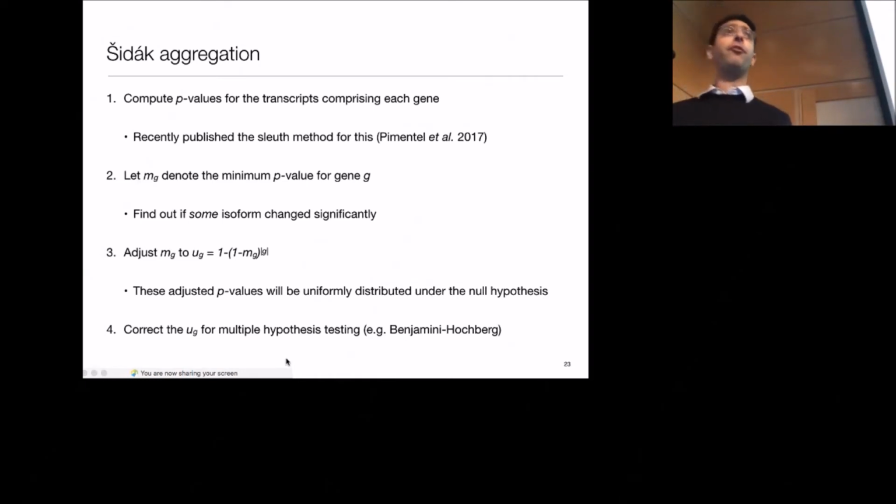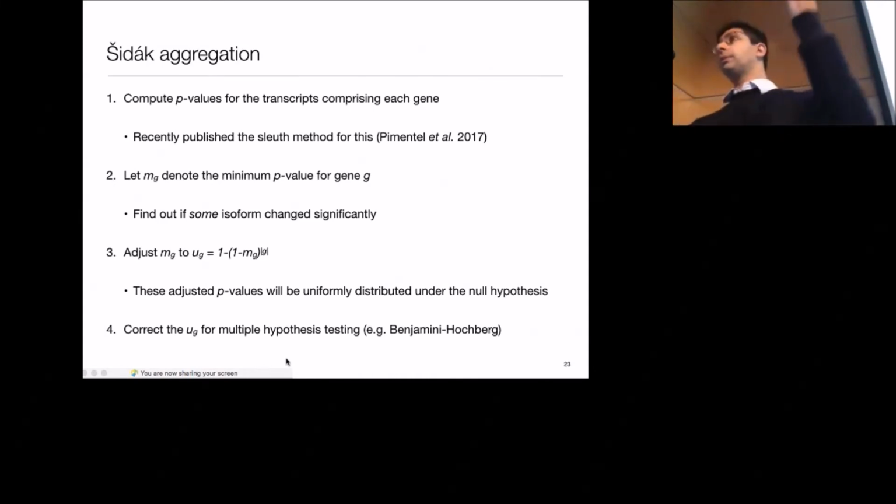And I'm going to mention this method first because there is one single program I'm aware of called DEXSeq. Maybe some of you use it. It looks for differential exon usage, and it used something like this method, although not quite right. And I'll talk about that in a second. So Sidak aggregation is actually a very intuitive idea, which is, for this kind of aggregation, you get p-values for all your transcripts. And we actually have a method to do that, by the way, which is, we published a paper earlier this year on a program called Sleuth that its sole objective is to be good at getting transcript-level p-values.